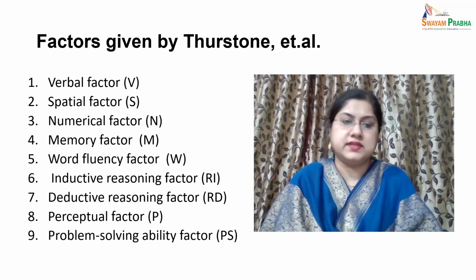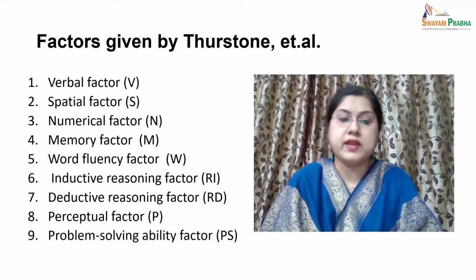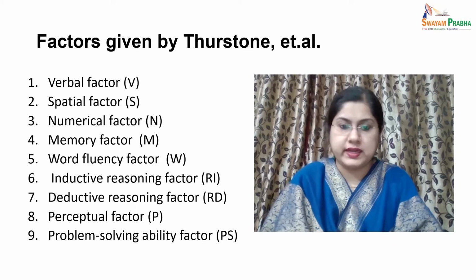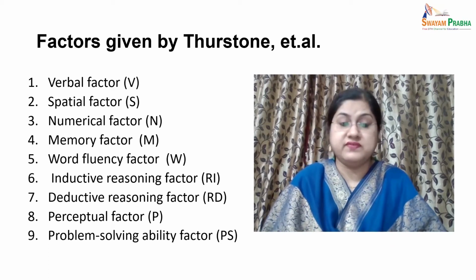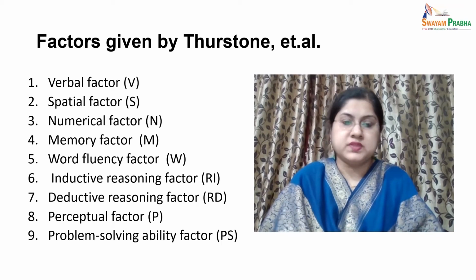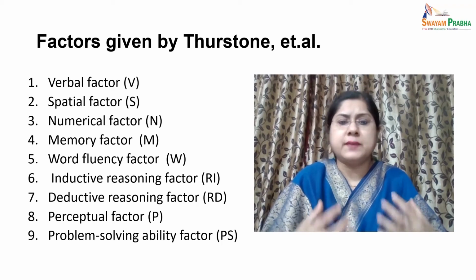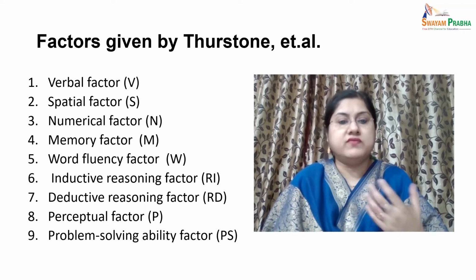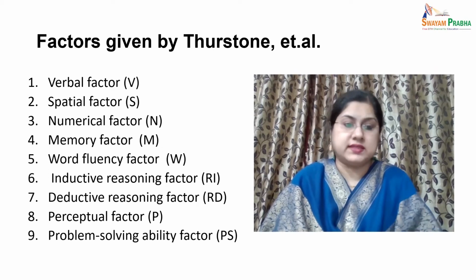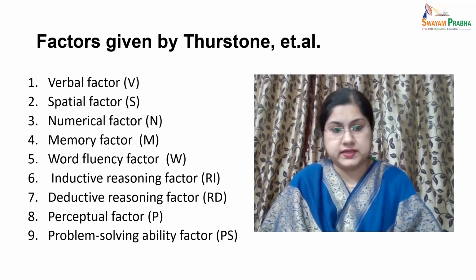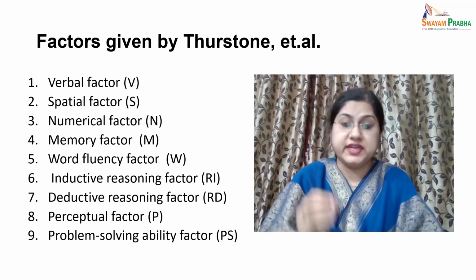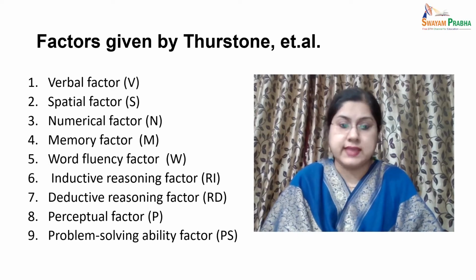Then the fourth factor is the memory factor, or M, which is involved in the ability to memorize quickly. Then we have the fifth factor, which is the word fluency factor, or W. It is involved whenever the subject is asked to think of isolated words at a rapid rate. Then the sixth factor is the inductive reasoning factor, or RI. This is the ability to generalize from specific examples.